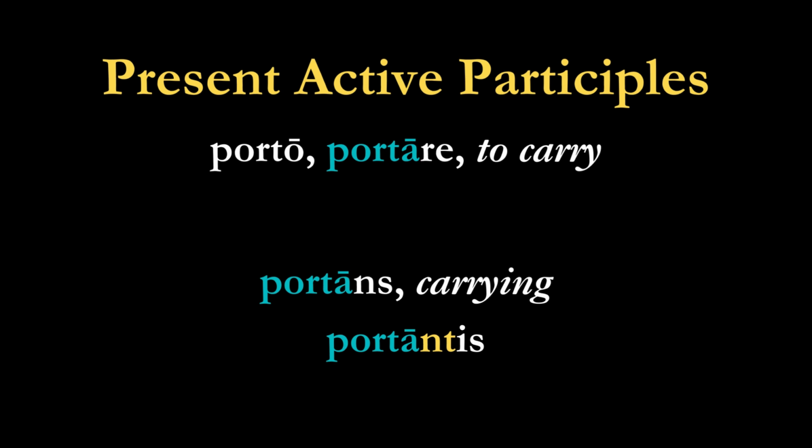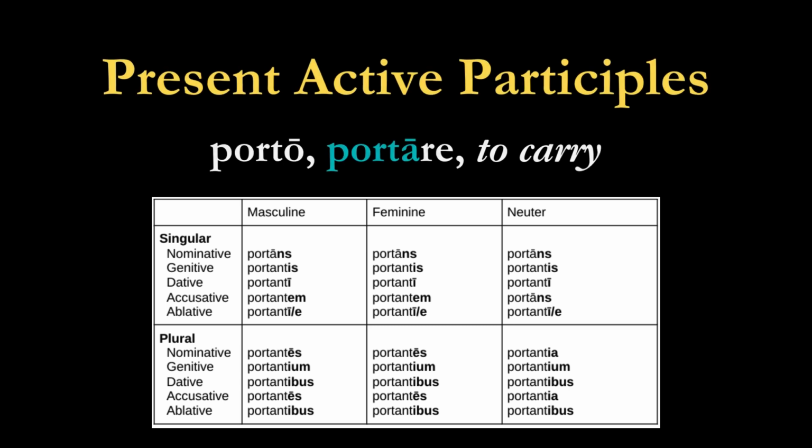So if it's NS, again, that's nominative singular, very specific. Everything else is NT plus a third declension adjective ending. Okay, so if we were to write them all out, it would look something like this. Porto portare becomes portans, portantis, portanti, portantem, and portanti. And then you go down the line with portantes, ium, ibus, ace, ibus. Just filling in all the adjective endings that you know.